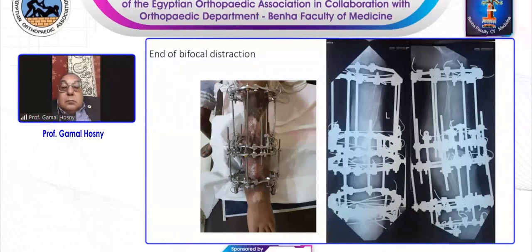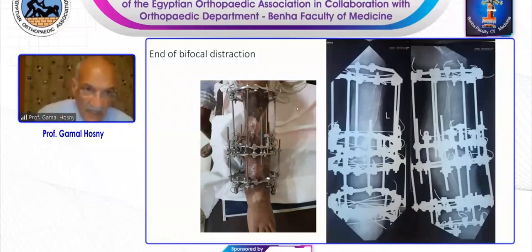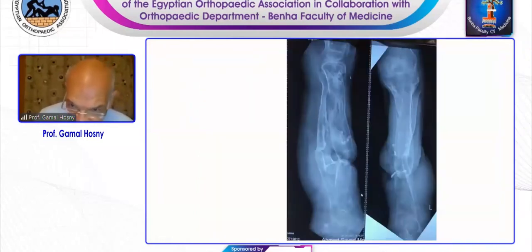And we left the patient in a frame, and for a few months, he refused to do any dressing or to put any disinfectant because he wants to get rid of this frame. Finally, we responded to him and we removed the frame and looked to the picture. Complete union. Complete consolidation.